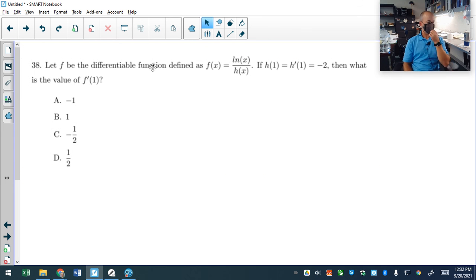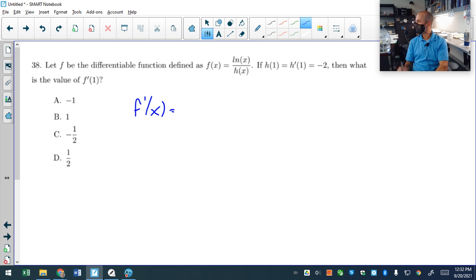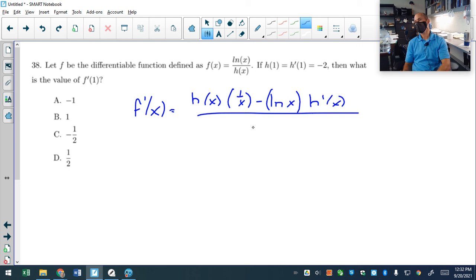So we have f is a differentiable function, and it is the natural log of x over h of x. And they ask for the value of f prime of 1. What would f prime of 1 end up being? Well, we have to find f prime of x, which would be a quotient. We have like 3 minutes, so I'm going to go a little bit faster. Low d high, 1 over x, minus high d low, which would be h prime of x, all over low squared, h squared of x.